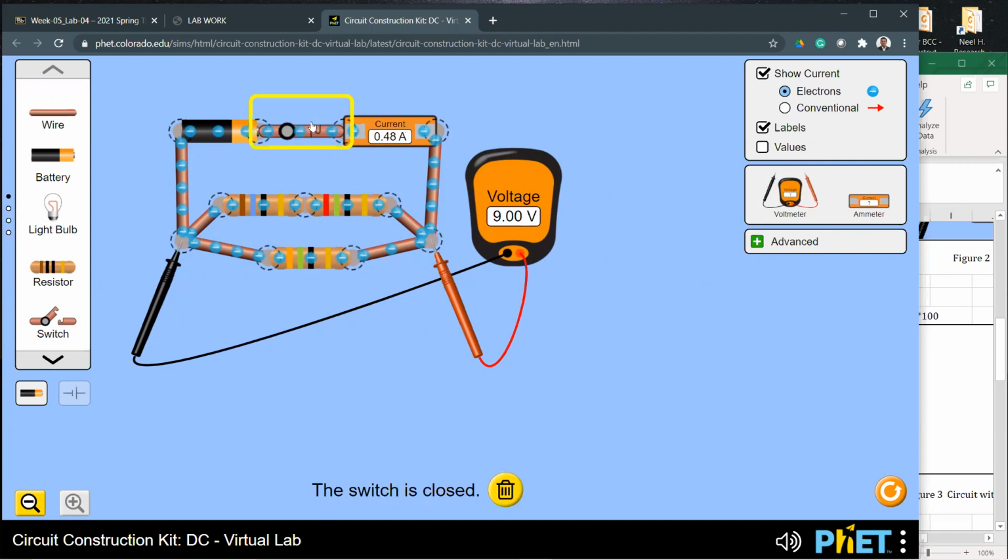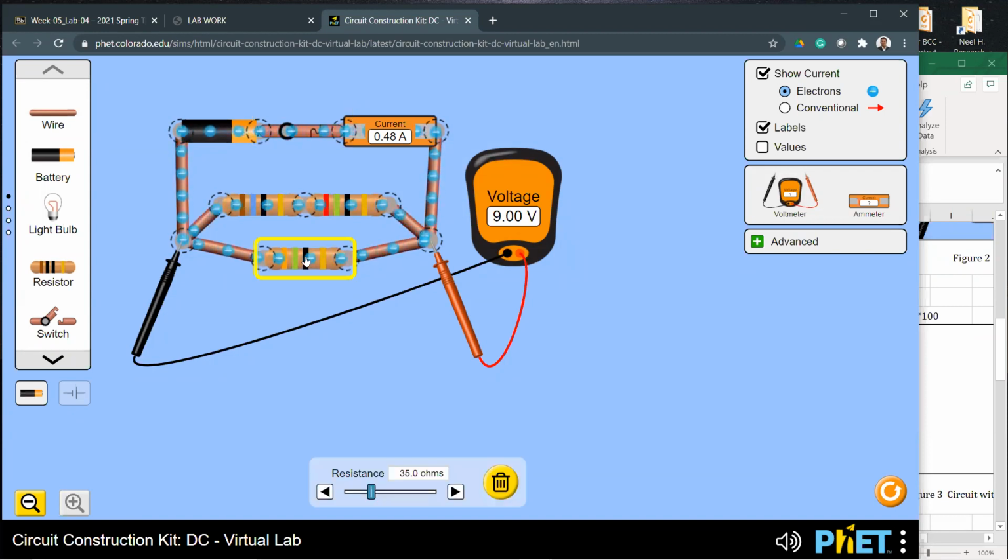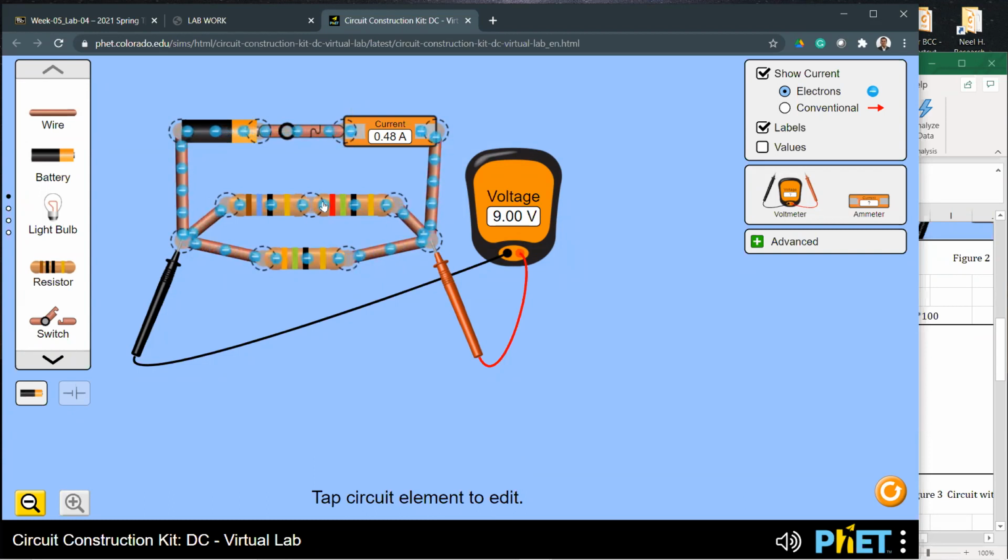If you switch on, you will see the current now 0.48 and the total voltage across the whole circuit is 9 volt. By knowing those two numbers, we can calculate the equivalent resistance by using Ohm's law, and also we can calculate the same number by using the expected value from the equation we discussed earlier. Okay, any question?